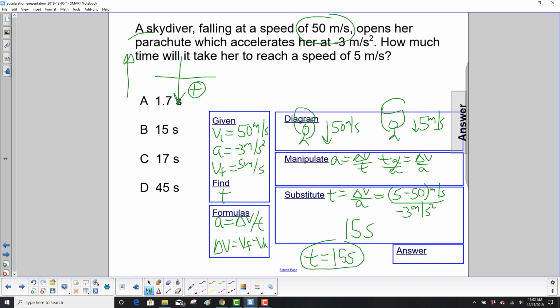So the key here was right here, redefining which direction is positive.